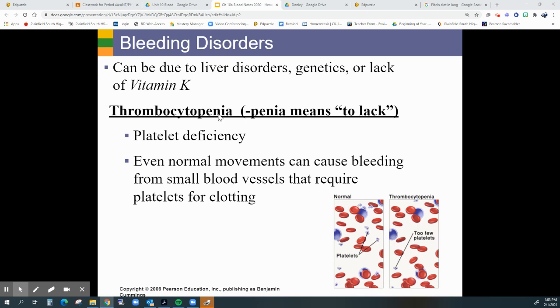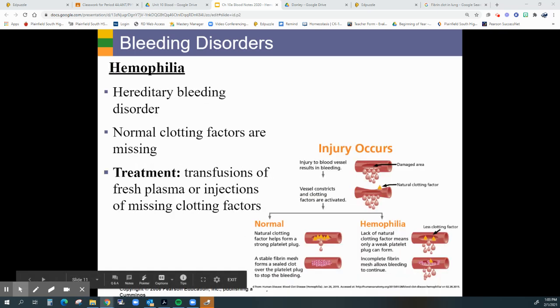The other thing we can have is what's referred to as thrombocytopenia. Penia essentially is Latin for the lack of, or to lack. All right. So what we end up with here are individuals with platelet deficiencies, so they don't have enough platelets in their body. So these individuals, even with normal movement, a lot of times will end up with small blood vessels that can rupture and require some sort of medication and things to fix it. Usually people with thrombocytopenia have to have some sort of blood transfusion fairly regularly because they don't create the platelets that they need. All right.